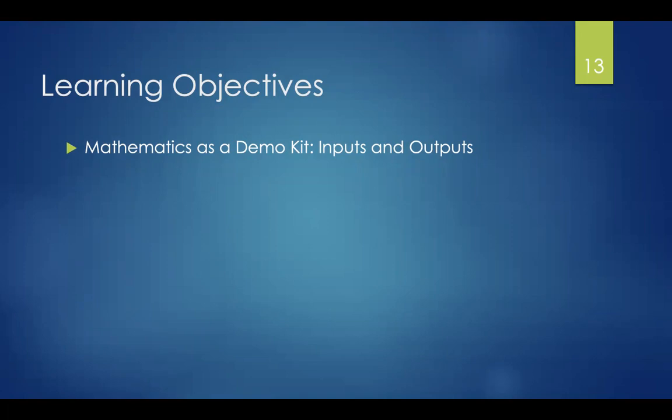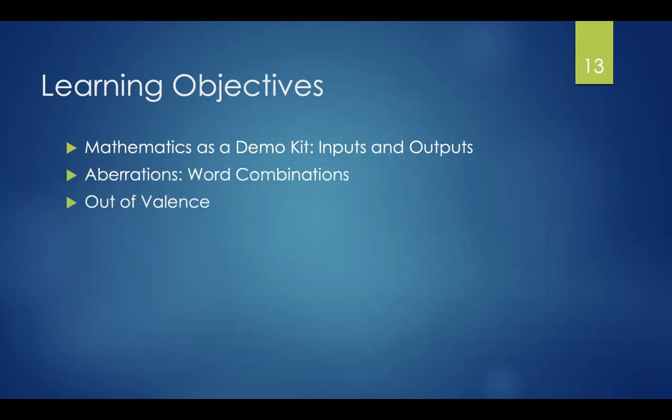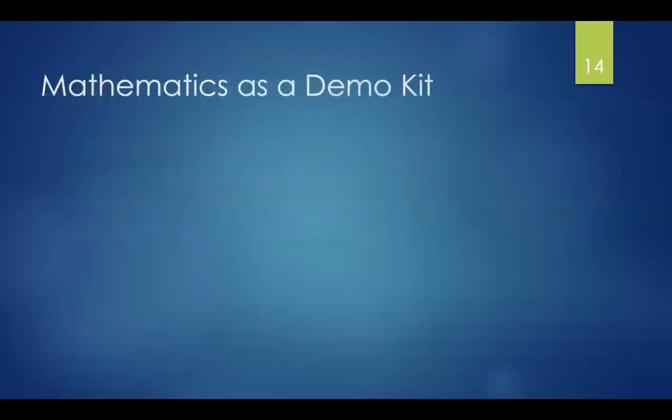Today, we're going to use a basic equation to illustrate the concept of inputs and outputs. We're going to look at word combinations. So, Sister Angela, you were right on point with what you had just shared, because that's right in sync with what we're going to discuss briefly. We're going to look at a concept called out of valence and how it relates to the supreme wisdom, because there's ARC between these concepts. And then we're going to find a connection with self-improvement. And we're going to try to get all this done in 45 minutes, God willing. If not, there'll just be a part 3. So, mathematics as a demo kit.